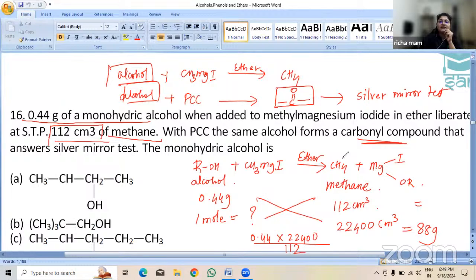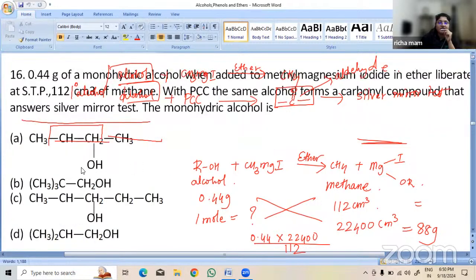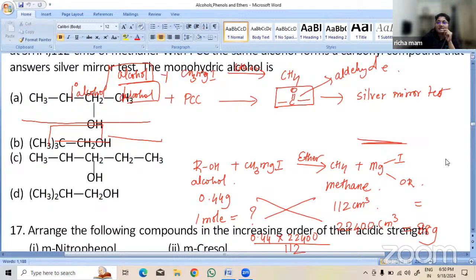So for oxidizing the alcohol to aldehyde, the alcohol should be a primary alcohol. Here I'll write, it should be a primary alcohol. When a primary alcohol reacts with PCC, which is a good oxidizing agent, it will give you an aldehyde, and the aldehyde answers the silver mirror test. So for your answer, just see which is the primary alcohol among the options. These are the 4 options.